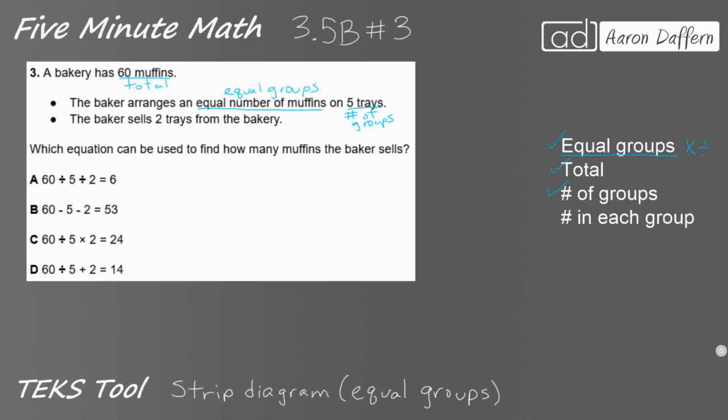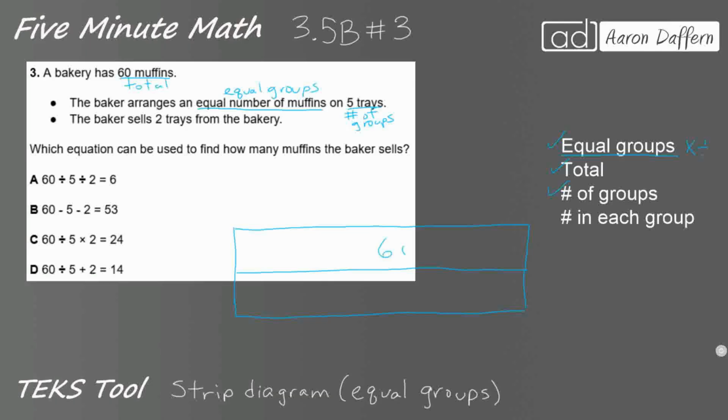But now we're going to sell 2 trays from the bakery. We need to find how many muffins the baker sells. So that's an extra step. Let's draw what we have so far with a strip diagram, and then that second bullet is going to make a little bit more sense. So let's make a strip diagram. And remember, the total can be above, it can be below, it can be apart, it can be separate. In this case, I'm going to make it above, and I'm going to make it connected here.